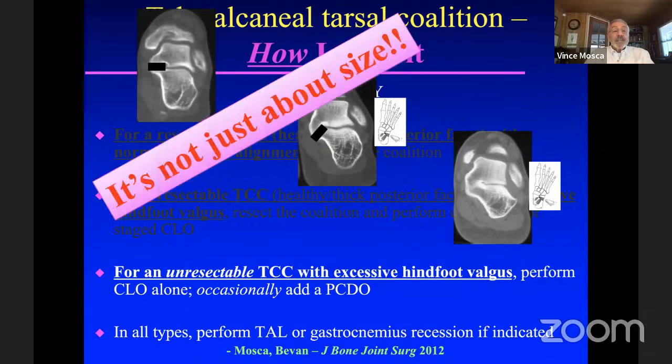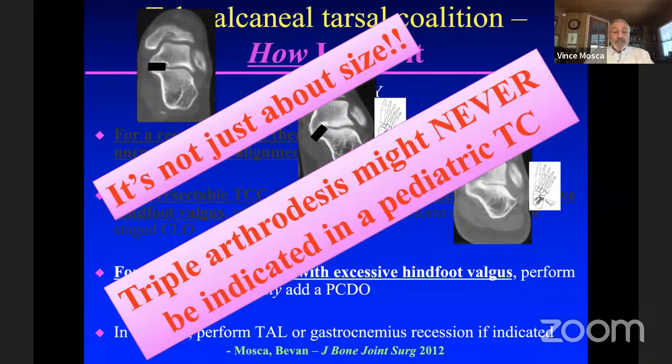So the message here is in subtalar coalitions, it's not about the size of the coalition. We have to get away from that concept. It was a false idol. It was a false target. The issue is not about the size. It's about the health of the posterior facet. Use that in determining whether to resect or not resect the coalition. And if there's deformity that is either the cause of pain or contributing to the pain, then either resect or don't resect the coalition and/or correct the deformity.